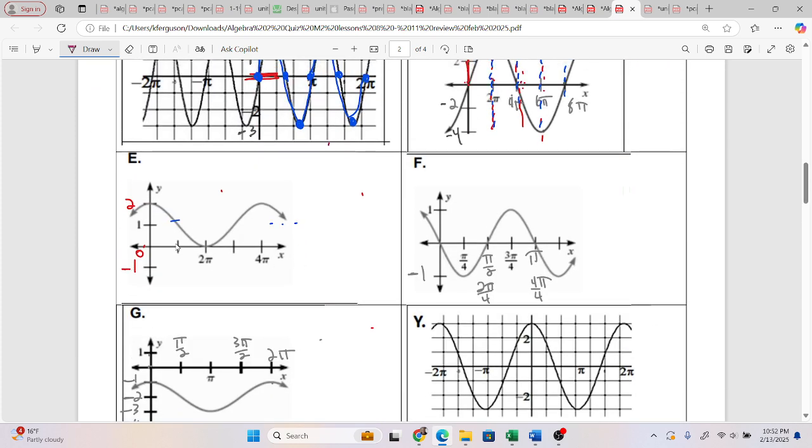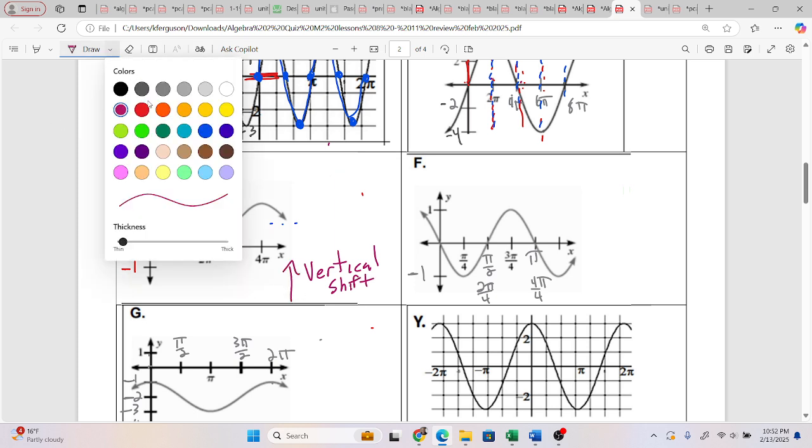So this one, my high point of my graph is 2. My low point of my graph is 0. Those aren't the same, so I know I got a vertical shift. That was the stuff that me and Penny talked about. So there's a vertical shift, and it looks to be going up.